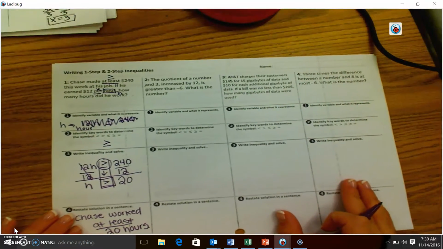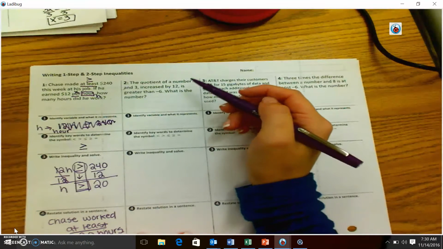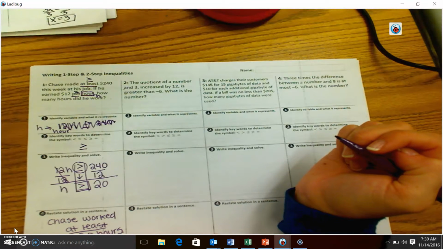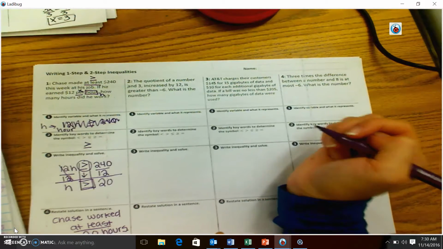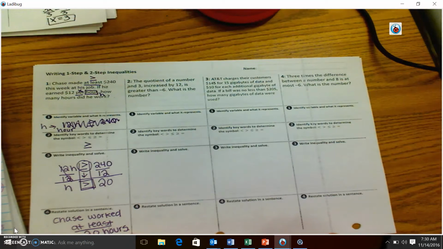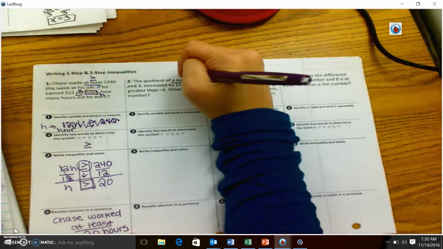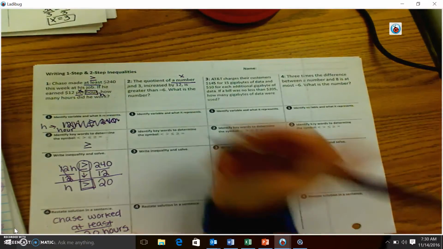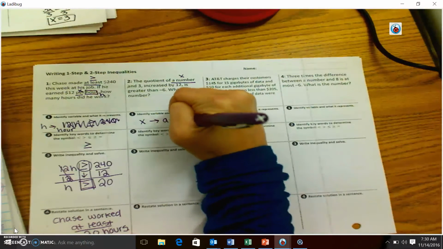All right, let's go to number 2. The quotient of a number, n3, increased by 12 is greater than negative 6. What is the number? So let's look at this. We need to identify our variables and what it represents. What is our variable here? A number, and we can represent that as x. So x, which is standing for a number.